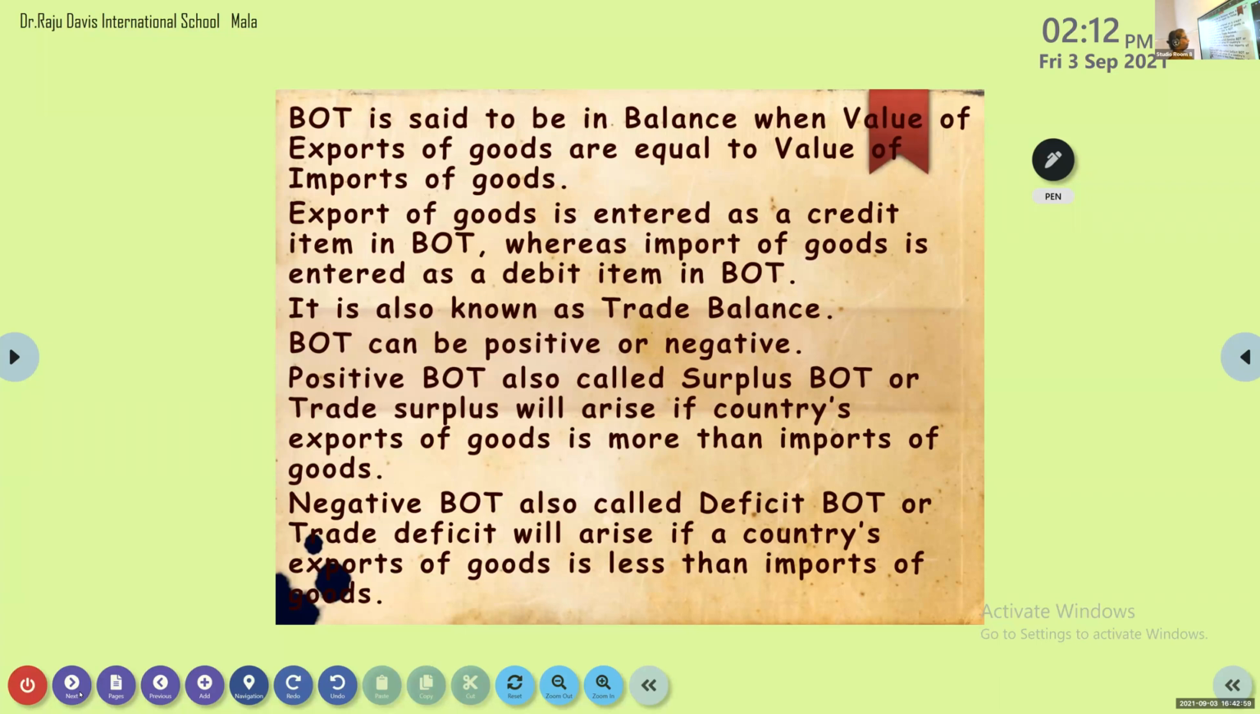Shubham, can we say then when do we have deficit balance of trade? Shubham. Surplus, I told you. So at what situation will we have deficit balance of trade?